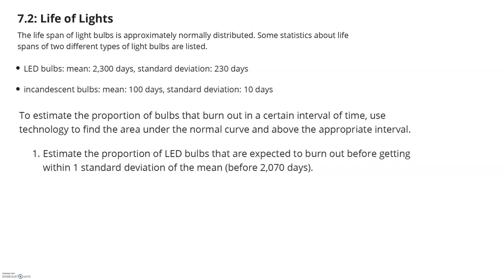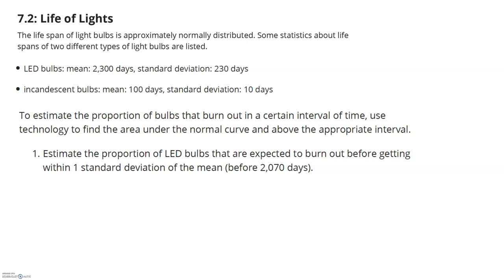For activity 7.2, you will have to download an app that's called GeoGebra. So let's read it. It says the lifespan of light bulbs is approximately normally distributed. Some statistics about lifespans of two different types of light bulbs are listed. LED bulbs have a mean of 2,300 days and a standard deviation of 230 days. Incandescent bulbs have a mean of 100 days and standard deviation of 10 days.